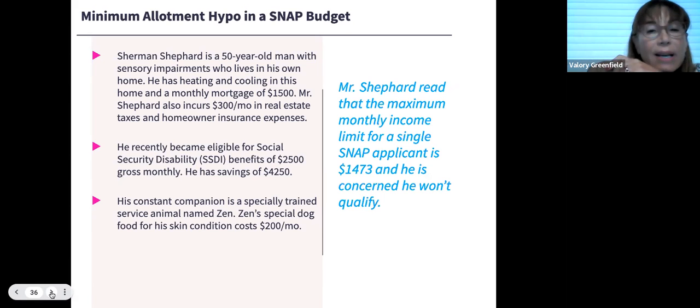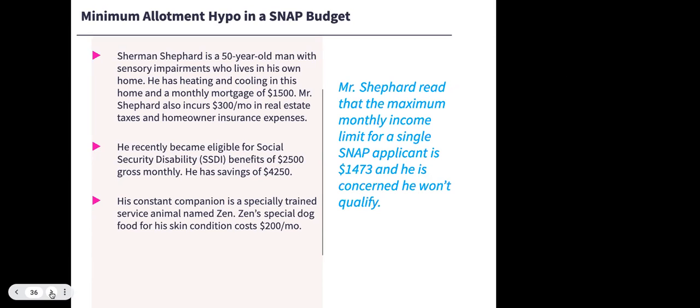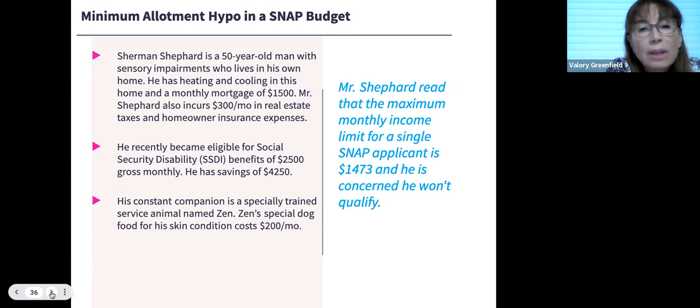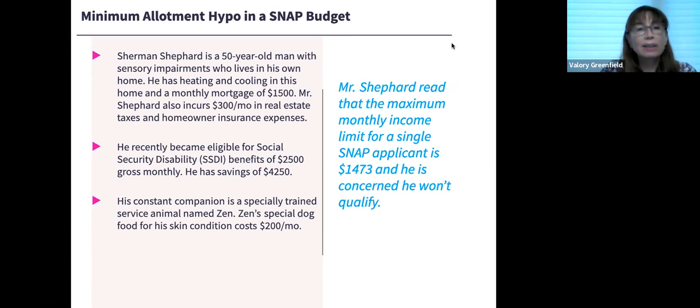Now, third paragraph, he has a specially trained service animal. That dog has a skin condition and is on very expensive dog food that costs $200 a month. Cindy, is that a medical expense that could be deducted? Yes, because Zen is a specially trained service animal and he has a disability, he'll be able to deduct all his service animal related costs, including dog food. Okay. All right, let's move back to that worksheet and let's talk about Mr. Shepherd. Let's try to figure that one out.